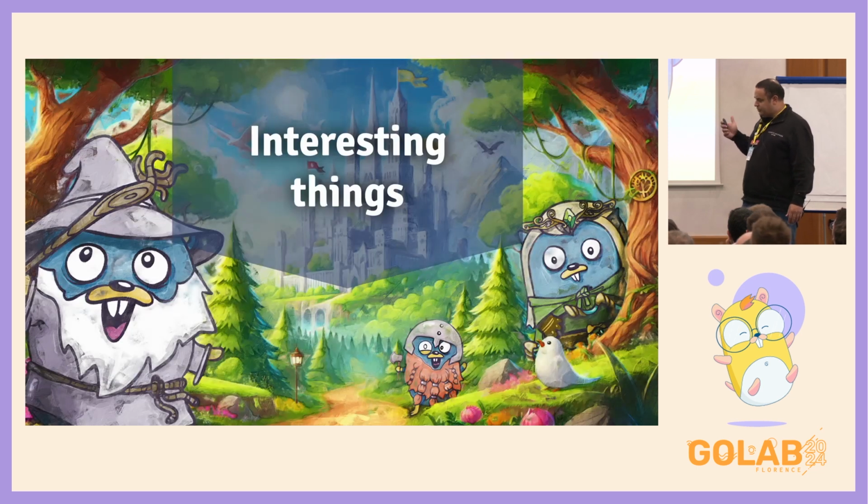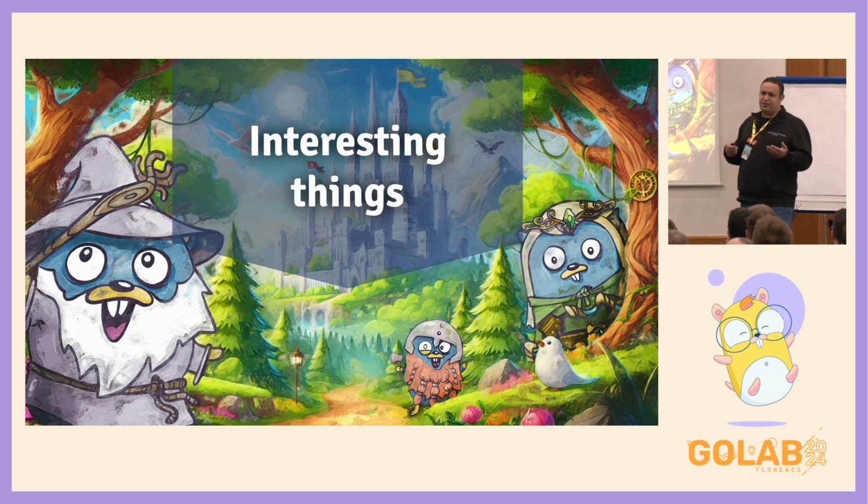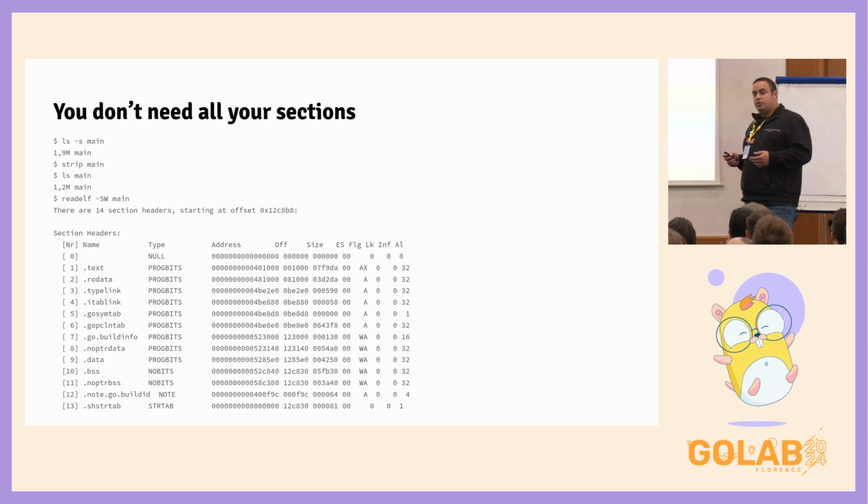So some interesting things that I found while I was doing this, or some of them I already knew, but I think it's interesting to share them. We don't need all the sections. We have 23 sections here, and we don't need all of them. If I'm not going to use a debugger, why in the hell do I need DWARF? If I'm not going to read the symbol table, why in the hell do I need that? So actually, you don't need them.